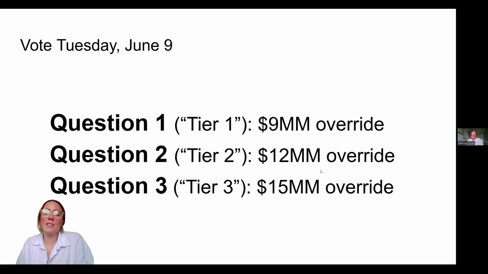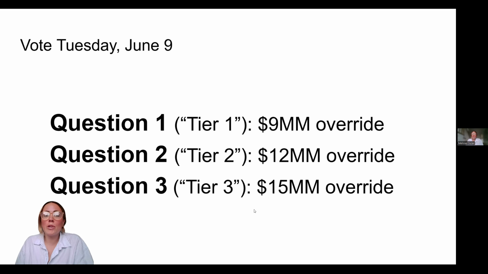Here are the three tiers. You may have previously heard these called Tier 1, Tier 2, and Tier 3. On the actual ballot, they'll appear as Question 1, Question 2, and Question 3. There is also a separate Question 4 related to trash and recycling services. That question is independent from the three general override questions. Voters will vote yes or no on each question individually.